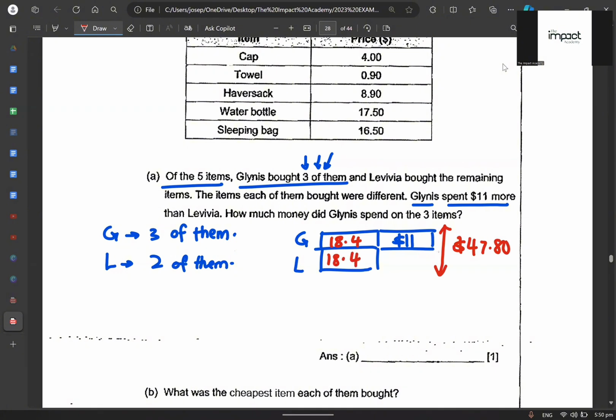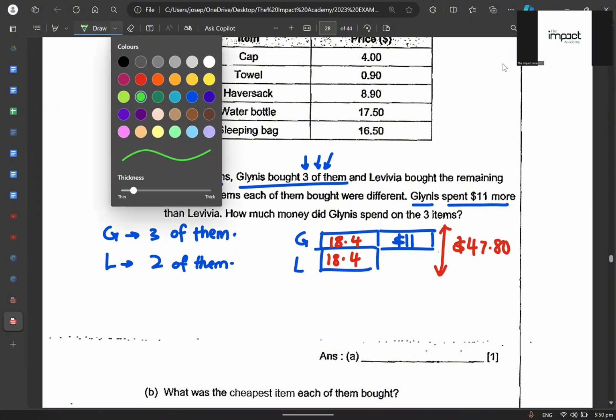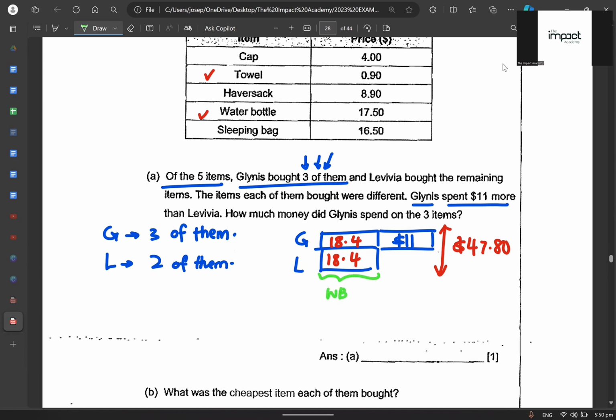Okay, yeah. 2 items, go for the Vivia first. 2 items that will add up to 1840. You know definitely it is not. Wait, let me see. Oh, very, very easy already. Water bottle and towel, I think. Can we try? Okay, so this one is what? Water bottle and towel. Correct or not? And let's see whether if the rest cap plus haversack plus sleeping bag, does that get me to 2940?